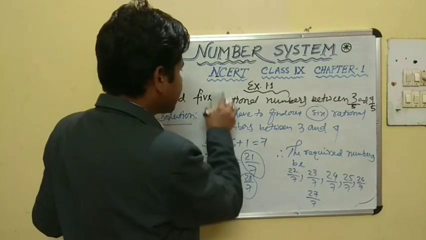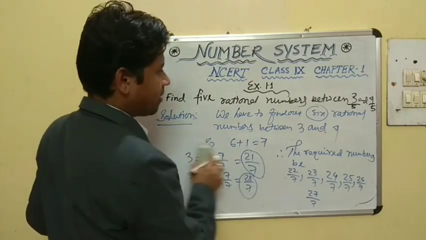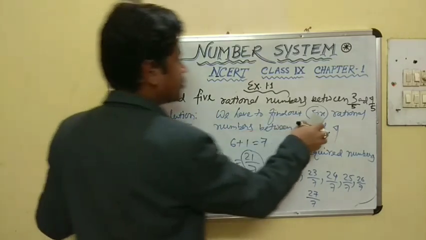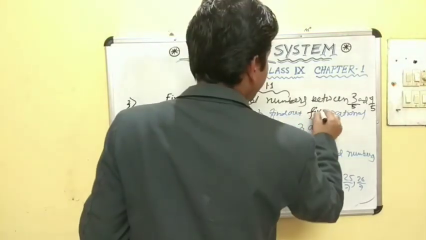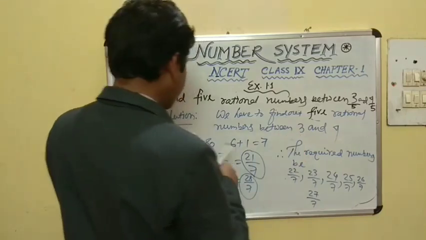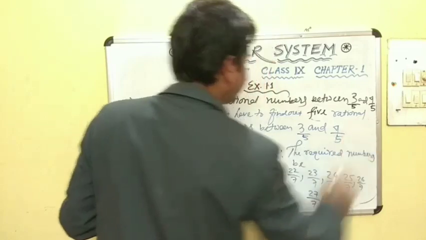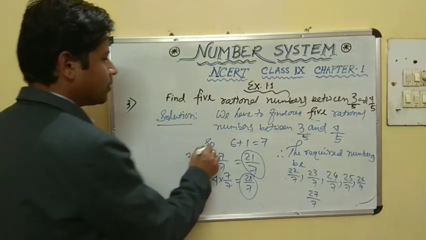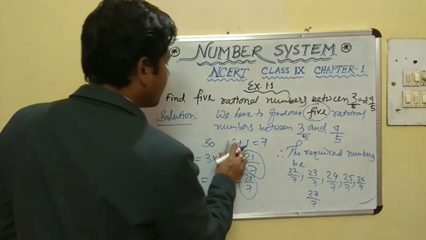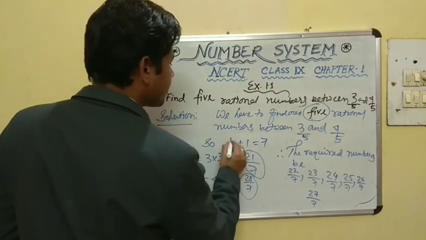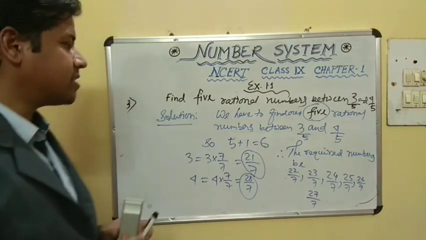Clear? There it was 6, so 6 plus 1, 7 we had done. But here it is now 5. So we have to find out 5 rational numbers between 3 by 5 and 4 by 5. See here, as 5 is there, so we will write 5 plus 1 as 6.